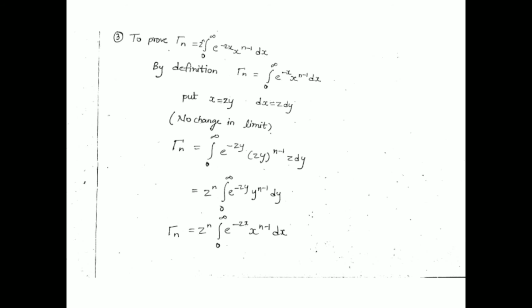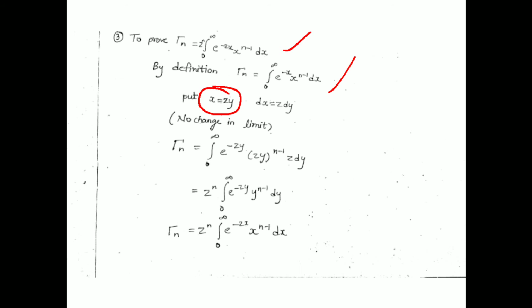thing is, we need to prove the property gamma n is equal to z power n integration of 0 to infinity e power minus zx x power n minus 1 dx. And we know from the definition of gamma function, again we need to use the same, so gamma n is equal to integration of 0 to infinity e power minus x x power n minus 1 dx. So here what we need to do is, in the place of x we need to replace it with zy. So x is nothing but zy, some constant multiplied with y.